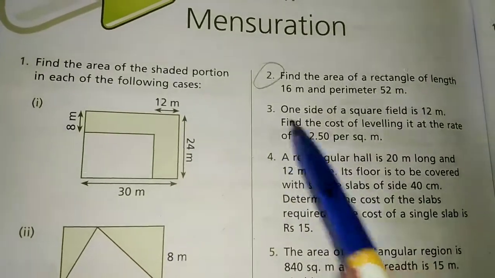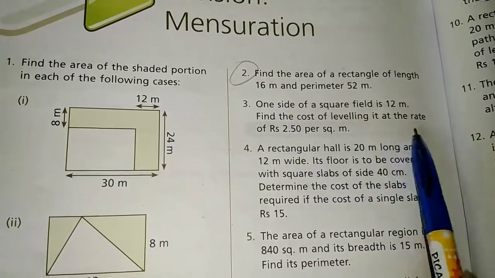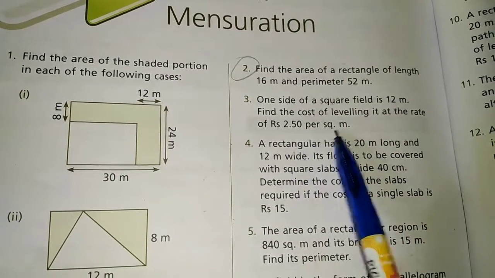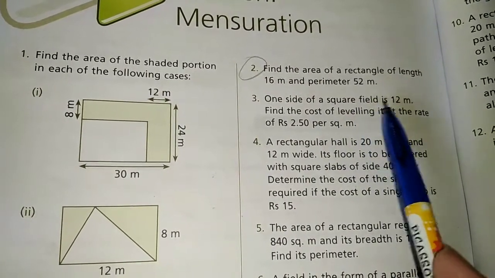Student, part number 3 is your homework. One side of a square field is 12 meter. Find the cost of leveling it at the rate of rupees 2.5 per square meter. So it is a square. So the area of a square field is length multiplied by length. So it is your homework.